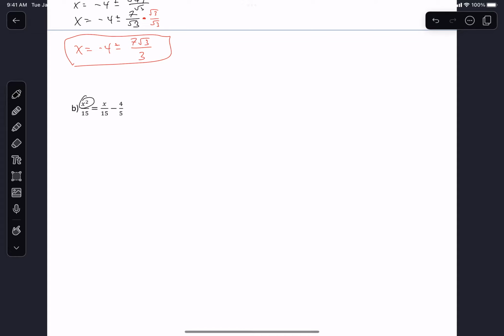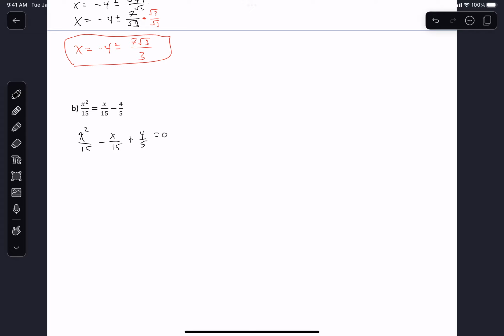I like having the leading term, the x squared, be positive. So what I'm going to do is bring everything over to the other side. I'm going to get x squared over 15 minus x by 15 plus 4/5 has to equal 0.